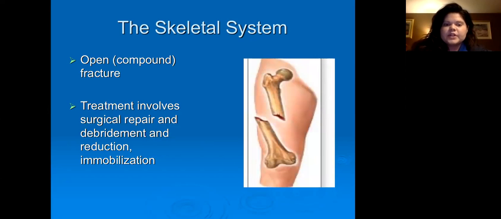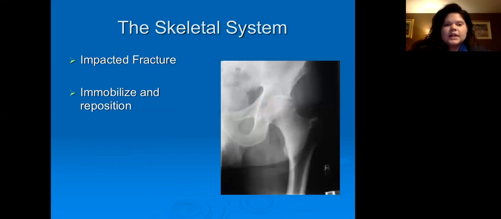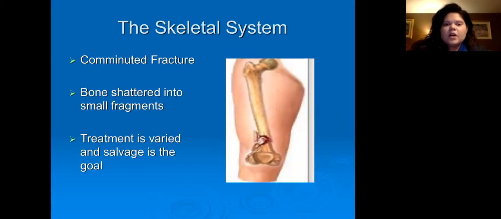Open or compound, those are also interchangeable. The treatment involves surgical repair and debridement and reduction, as well as immobilization. And typically they are open. Impacted fracture, they're going to require immobilization and repositioning. Comminuted fracture, the bone shatters into small fragments. Treatment is varied, and saving as much of the bone as you can is going to be the main goal, trying to put it back to where it belongs.